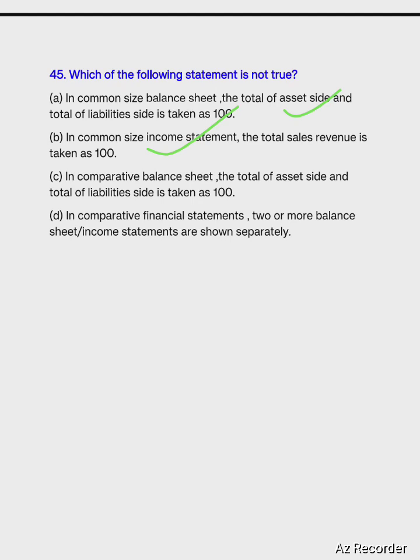In comparative, 2 or more. So option number C is wrong, because in comparative you compare it for 2 or more years. You need not make it 100, your balance sheet size or your overall revenue. So the answer will be option number C.